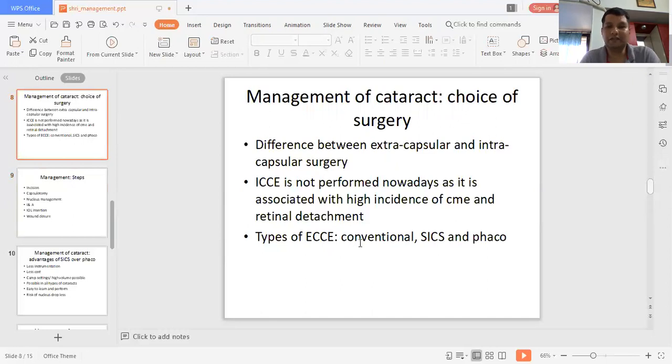So what do we do in conventional cataract surgery? Nowadays, we rarely perform conventional cataract surgery. In conventional cataract surgery, we make a big incision at the limbus, parallel to the limbus. After making that incision, we do the capsulotomy, we remove the nucleus, we do irrigation and aspiration, and we put the lens. But the incision here is a big curvilinear incision. Curvilinear means parallel to the limbus. This incision is not self-sealing, so we have to take sutures to close that incision.